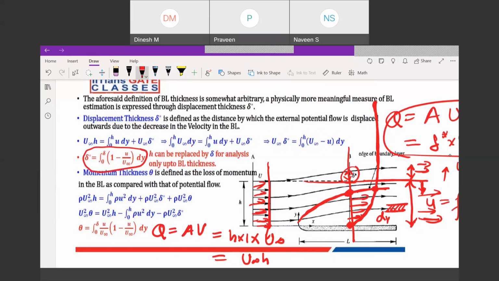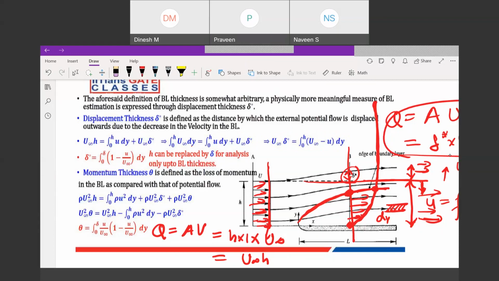This equation you will have to remember. This equation is the equation for displacement thickness. So you should remember this equation.